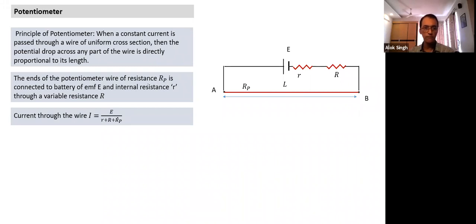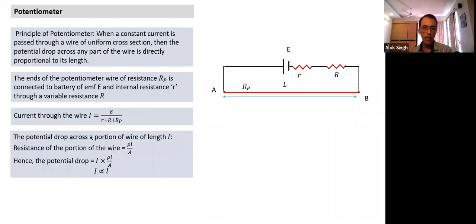That's the current I. So what is the potential drop across a portion of a wire of length L? This is the potential difference across the entire length, and the current flowing through is I. So to calculate the potential drop across a wire of length L, first we calculate the resistance of the wire of length L. Resistance of wire of length L is equal to rho L by A. The potential drop will be equal to current into resistance.